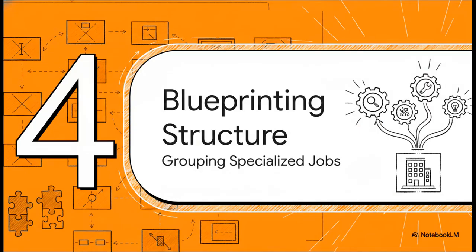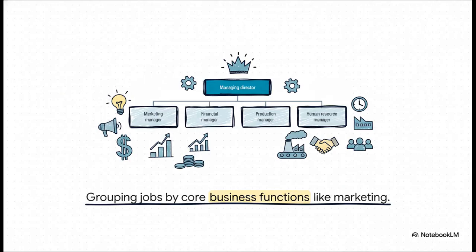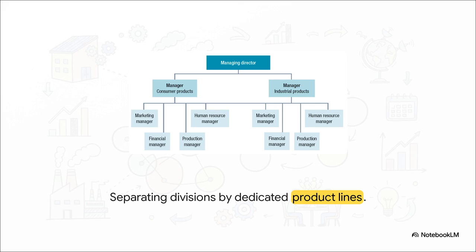Next up, Section 4, blueprinting the structure. Okay, the most foundational blueprint you're going to encounter is functional departmentalisation. With the managing director at the top, the organization is divided purely by core business functions. Think of marketing, finance, production, human resources. It's clean, it's logical, and it puts specialists right next to other specialists in their exact field. But as a company diversifies, that functional setup can quickly become a bottleneck.